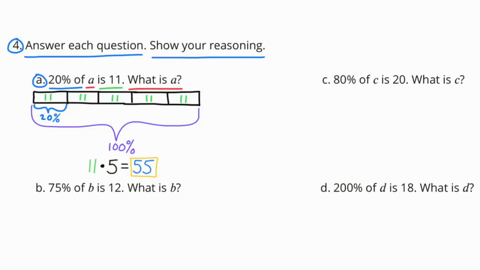And they say in this equation that 20% of A is 11. So I've put the value of 11 inside each of the 5 sections. And 5 times 11, or 11 times 5, is 55. So the value for A is 55.